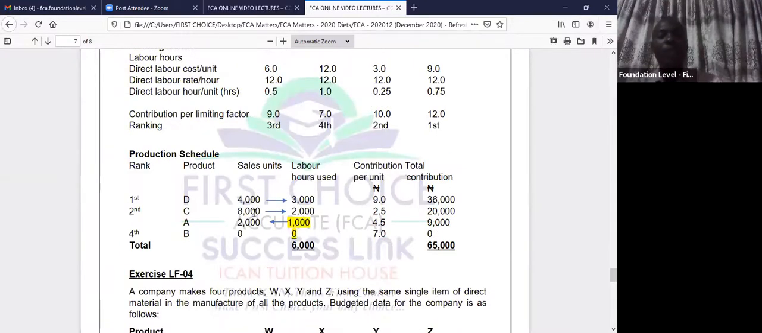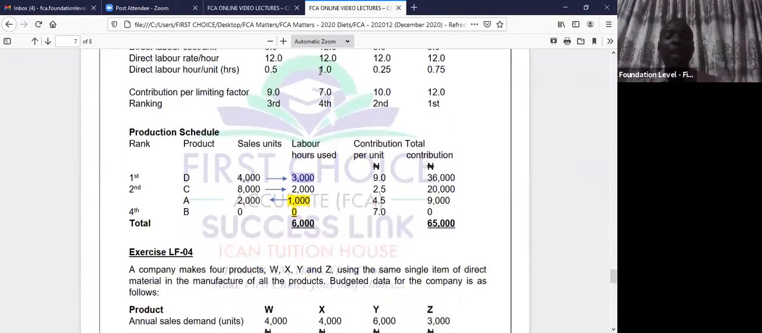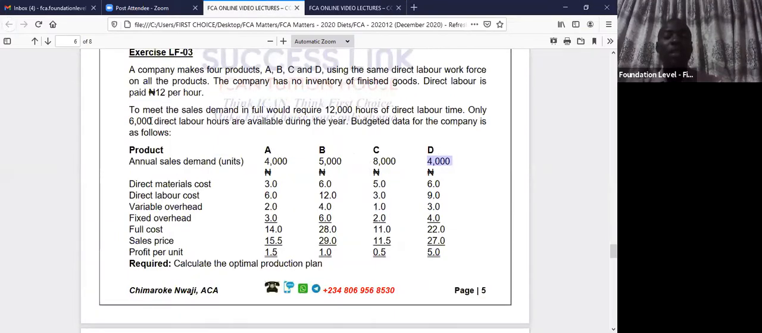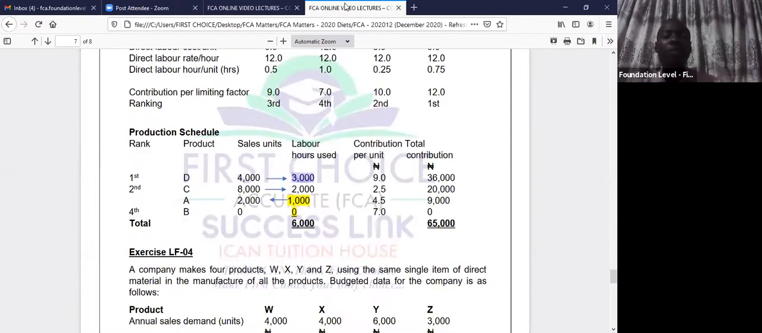Let's see. If D is 4,000 sales units and the labor hour is how many? 0.75. It simply means we have 4,000 multiplied by 0.75. It means the hours required is 3,000 hours. Of course, that is smaller than what is available. What is available is 6,000 hours. Beautiful. Let's get to the next one, which is C.